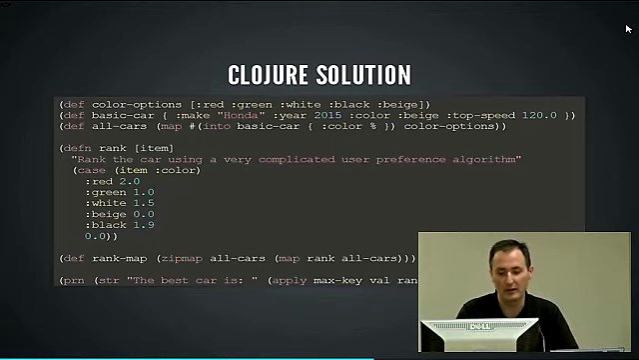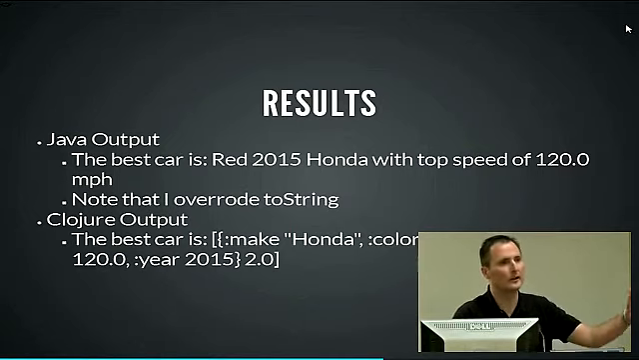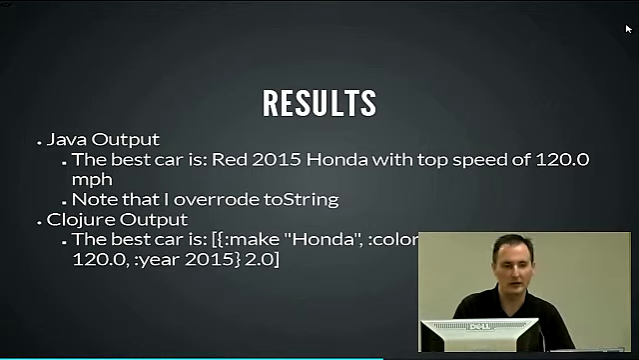So I'm keying off of the rank function. Apply just means apply that function to the collection. So here's what I get. The Java output prints out, I want a red Honda, and then the Clojure output prints out, I also want a red Honda. The formatting is just a little bit different. That's because in one I did toString. The other one, Clojure has nice, pretty printing of all of its data structures, so I just pasted that in.